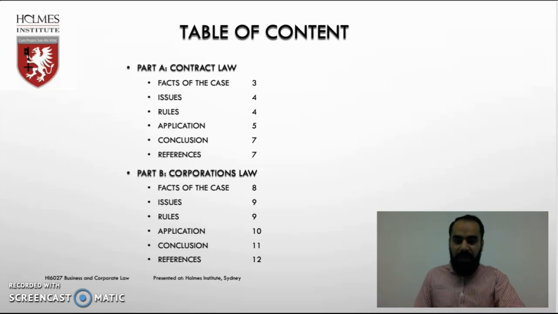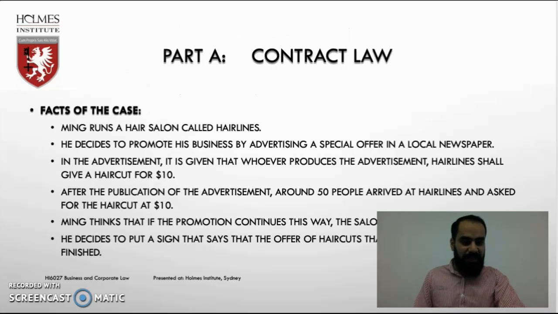So let's start off with Part A. For Part A, the case is that there's an owner by the name of Ming, and he runs a hair salon. His hair salon name is Hairlines. To promote his business, he advertised in the local newspaper that whoever produced the advertisement at his hair salon will get a $10 haircut.